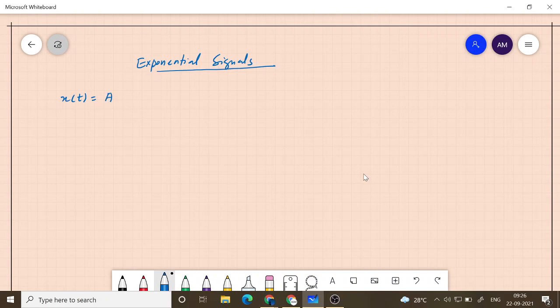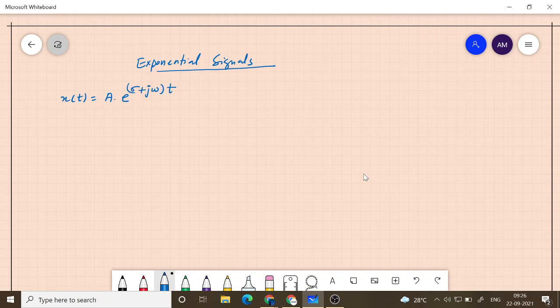You can say x of t is equal to some constant. You can put k or a or whatever constant you want, and then e raised to sigma plus j omega t. Okay, x of t is equal to a into e raised to sigma plus j omega t. So this is another very important class of functions which we will repeatedly use in this course.